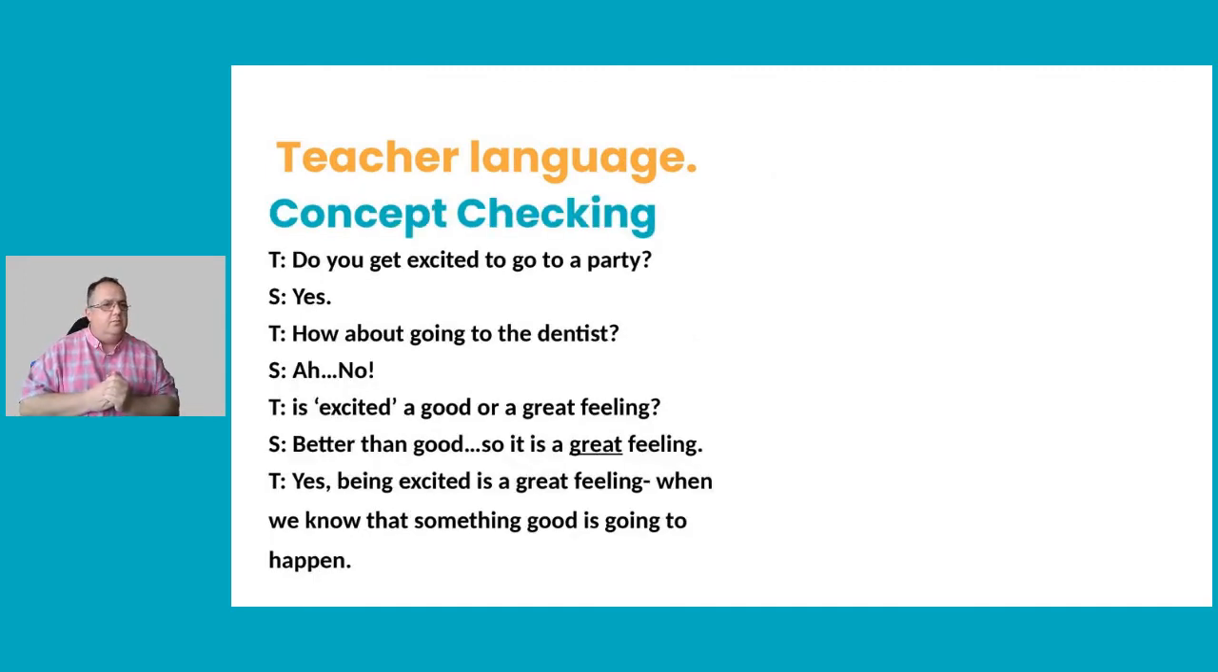So once we've elicited, then we can concept check. We concept check to make sure that the students have understood the term. Here we could use simple closed questions, and we try to avoid the term that we're looking at. You can see here the teacher's asking, do you get excited to go to a party? And the students, of course, are saying yes. And we ask, what about going to the dentist? Would you be excited about going to the dentist? And most of your students are likely to say no. So we're concept checking this idea of excited. Then we can ask, is excited a good or a great feeling? We're concept checking that, so we've got that term, and we're seeing that our students have understood it.